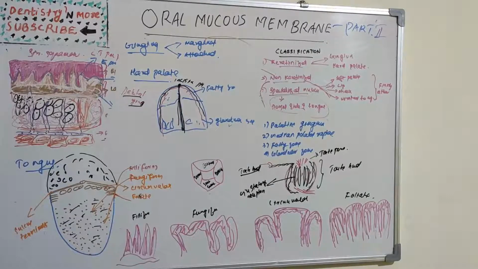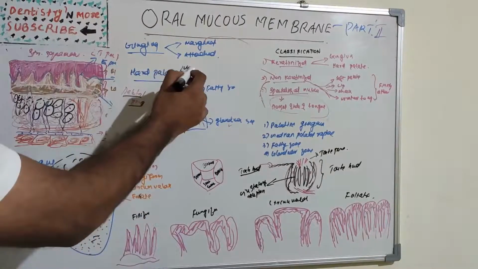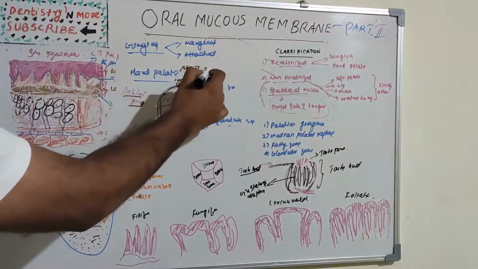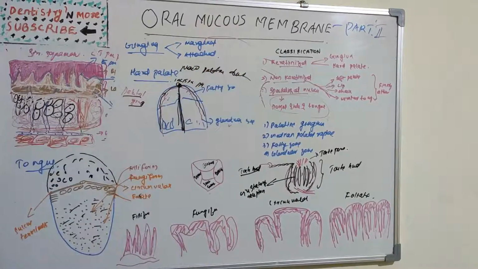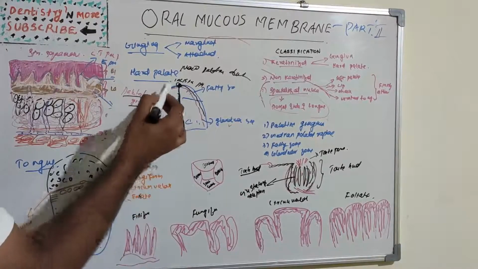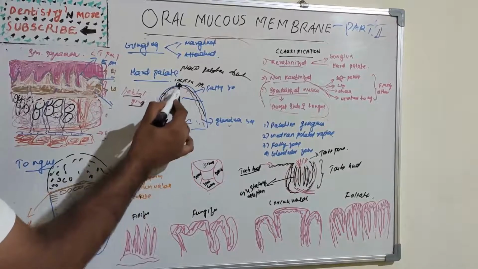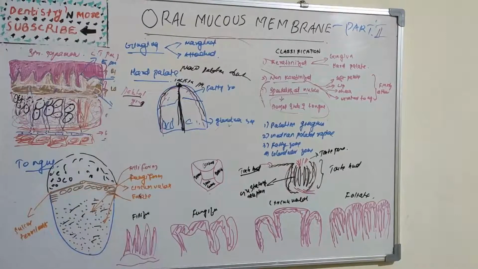The incisive papilla is pear shaped and is formed of dense connective tissue, which contains the oral part of the nasopalatine duct. And in the median palatine raphe, it is difficult to differentiate between lamina propria and submucosa. Okay, this is the median palatine raphe. We cannot distinguish between lamina propria and submucosa.